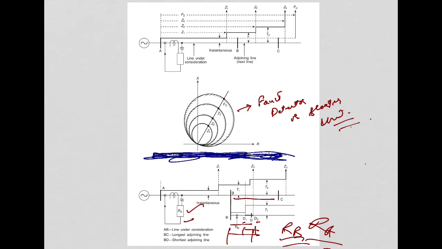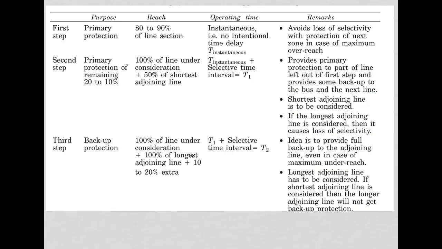Now again the same information is displayed here. Now F0 is in this case the fault detector unit or the starter unit. So the RX diagram for this is given by this, then Z1, then zone Z2, then zone Z3, then F0 is the fault detector or the starter unit. Now everything related to that is tabulated here, and then we can explain the philosophy of this three-step distance protection. So we can summarize it.